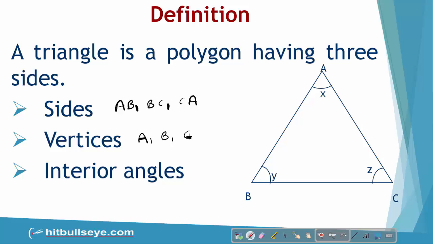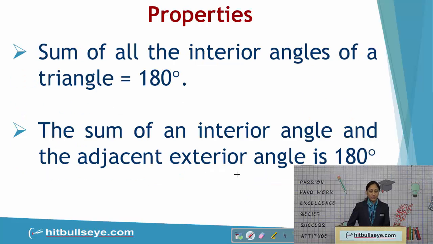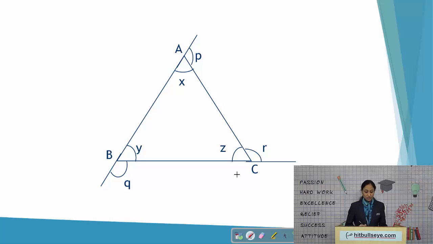The angles enclosed by these intersecting sides are called the interior angles. So the interior angles here are angle X, angle Y and angle Z. Let's take up some properties of triangles now. Sum of all the interior angles of a triangle is always equal to 180 degrees. That is, if we refer to this figure, the interior angles here are angle X, Y and Z and they will add up to 180 degrees.